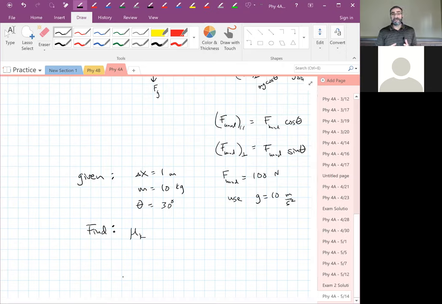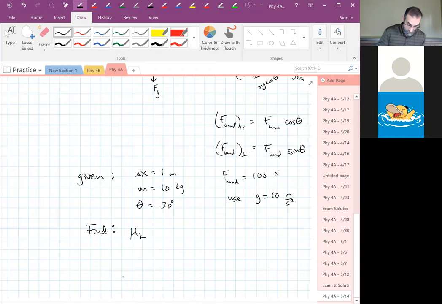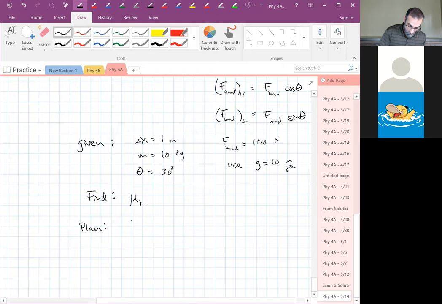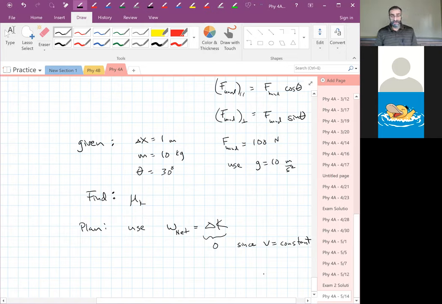Okay, so we're going to do it using the approach that we did the last day or so. We're going to find the work done by every force acting on our box, and we're going to use the work kinetic energy theorem. We'll find the net work done, and we know the change in kinetic energy is zero. This thing is moving at constant speed up the incline.